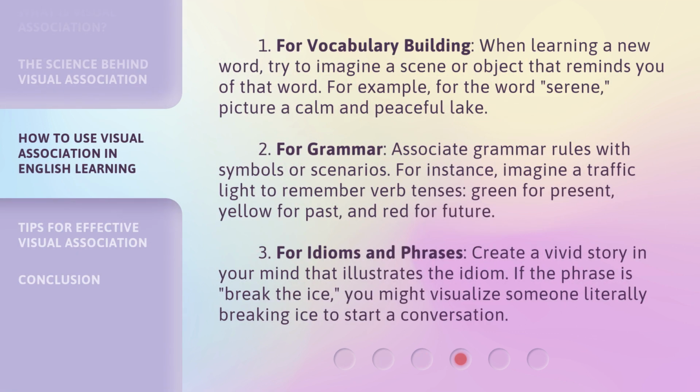1. For vocabulary building. When learning a new word, try to imagine a scene or object that reminds you of that word. For example, for the word serene, picture a calm and peaceful lake. 2. For grammar, associate grammar rules with symbols or scenarios. For instance, imagine a traffic light to remember verb tenses: green for present, yellow for past, and red for future.